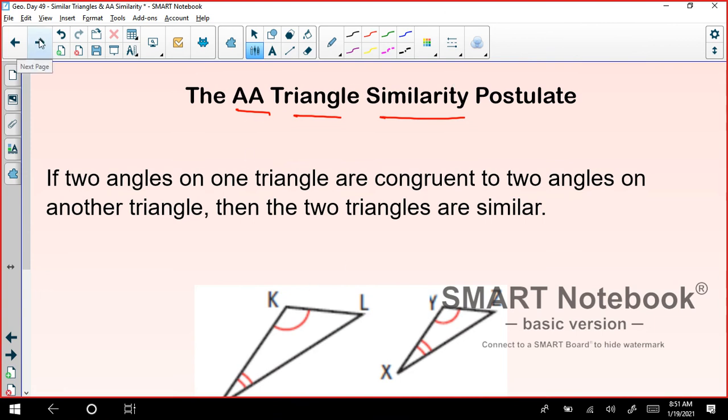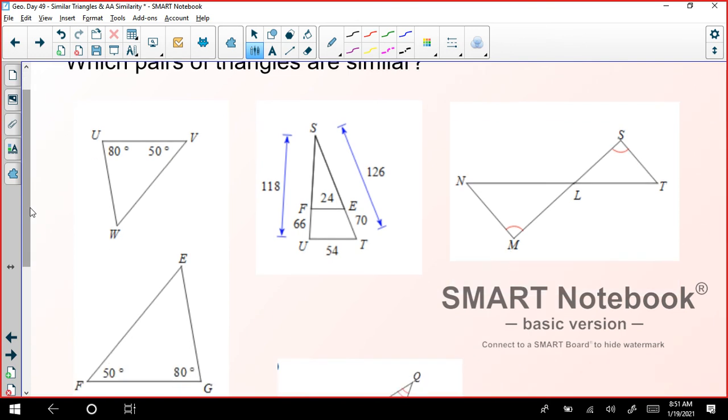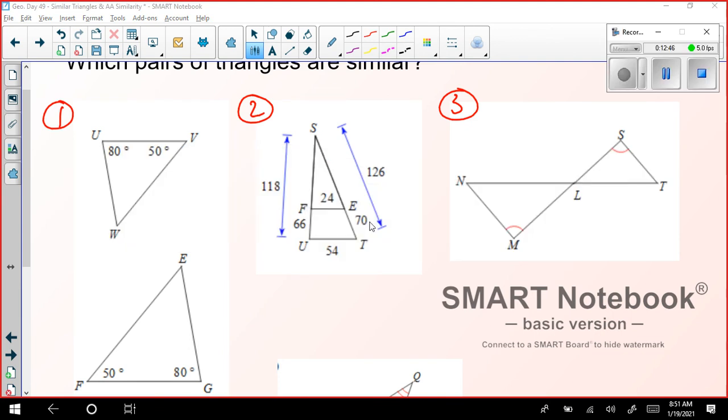Okay. We are going to learn various similarity postulates. Of them, the first one is AA. Which pairs of triangles are similar? Okay, I will just number this and you have to use chat and tell me which are similar. 1, 2, 3. You have to say yes or no for 1, 2 and 3. Use your chat and tell which of these three are similar. I'll give you exactly like 30 to 40 seconds.